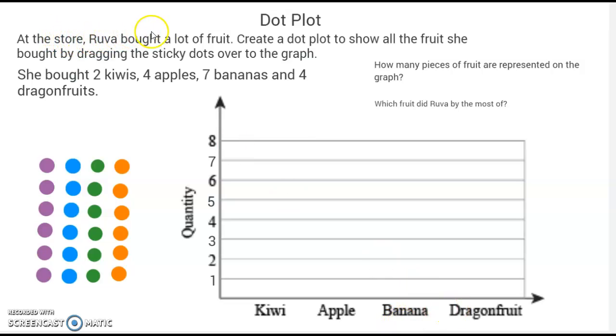At the store, Ruva bought a lot of fruit. Create a dot plot to show all the fruit she bought by dragging the sticky dots over the graph. So it says she bought 2 kiwi. So I would drag 2 dots above kiwi.